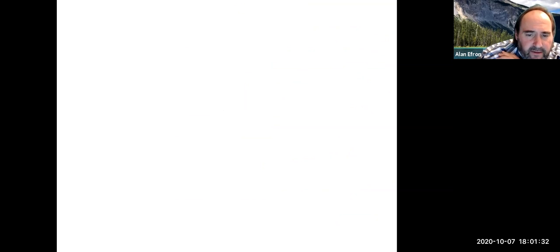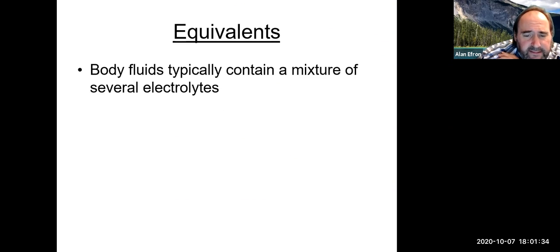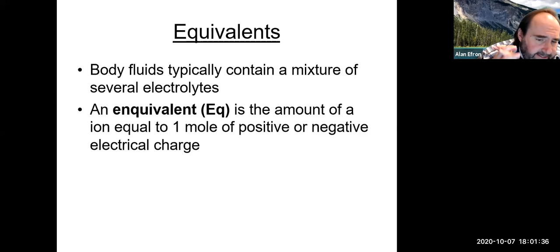Then let's talk about equivalence. Equivalence is oftentimes a way that body fluids, especially IV bags, for example, are given in terms of concentration of solutions. And the equivalent of an ion is basically equal to the charge.